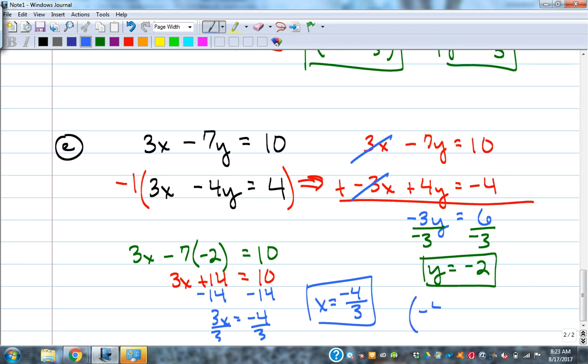Ordered pair solution, -4/3, -2. Again, that ordered pair solution is what we're after at the end here. Those two lines would cross at that point. All right. Not too bad. Easy stuff.